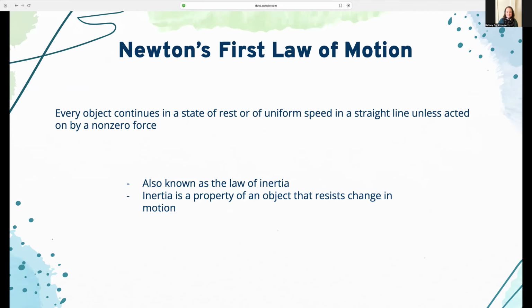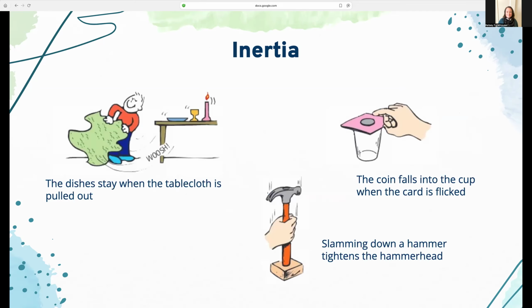And inertia is the property of an object that resists changes in motion. All of these here are examples of inertia. So we have the dishes with the tablecloth. And we can see in each of these examples, the objects want to keep doing what they're doing. The table settings are just sitting on the table. They resist moving with the tablecloth when it's pulled because they're not attached to it. So the force isn't actually acting on those objects. And the coin doesn't slide off with the card when the card is flipped off the cup. It resists that motion and then just falls down instead.